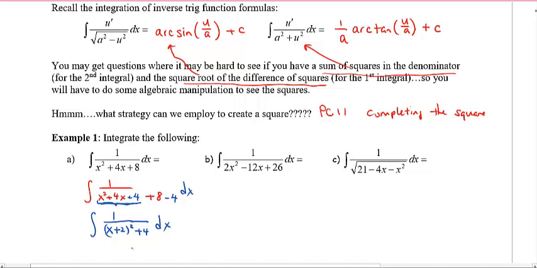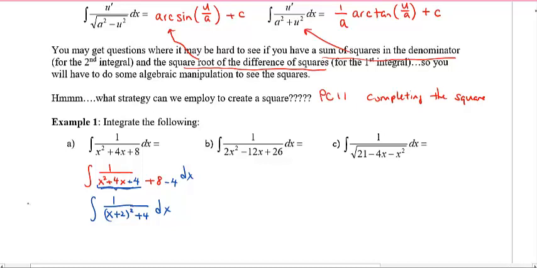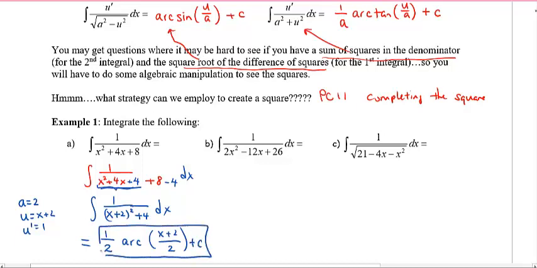Why is this handy? Well, doesn't this look like the arctangent one? I have a squared plus 2 squared. Can you not see that a now equals 2? And u is the same thing as x plus 2. Then we should double check what u prime is. The derivative of x plus 2 is just 1. That works because that's the numerator. So knowing this, by that formula, we get the answer 1 over a, which is 1/2, arctangent of u, which is x plus 2, all over a, which is 2, and then plus c. Look, we're done. As long as we can match up the form, we can plug it in and get the answer right away.